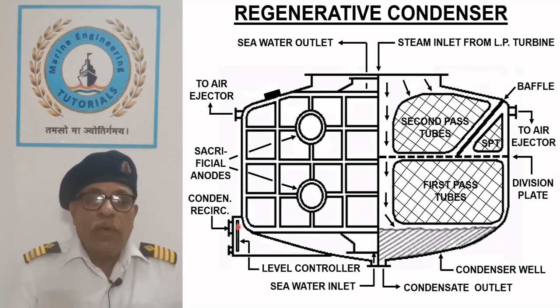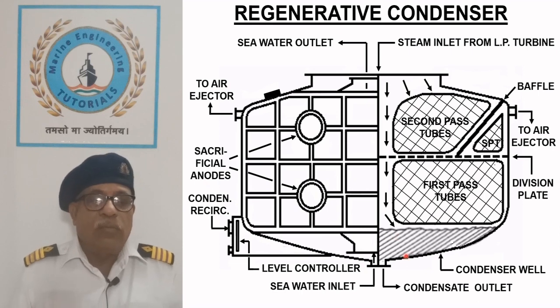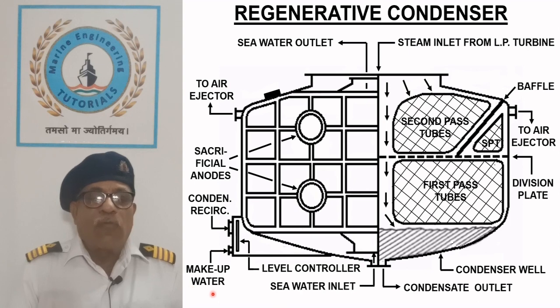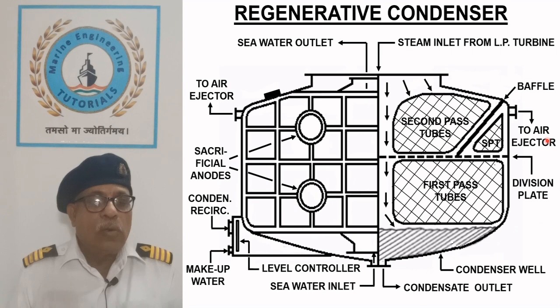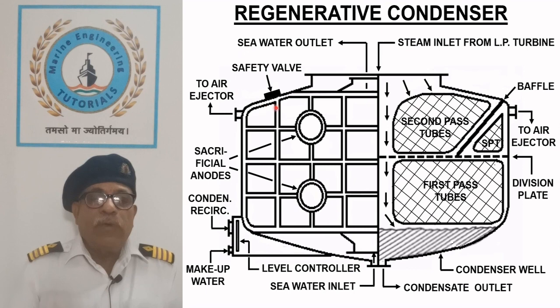Condensate pump recirculates part of the discharged water back to the condenser valve. Makeup water is supplied to the condenser well from feed tank when the level is low. A safety valve or bursting disc protects the condenser shell from over pressurization.